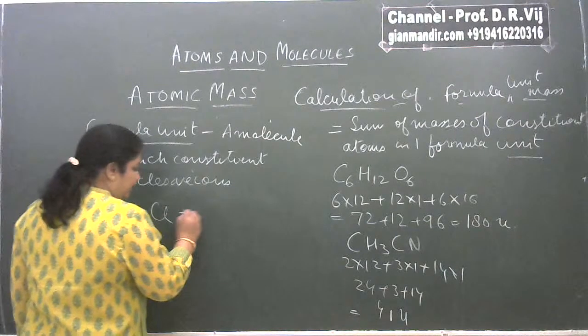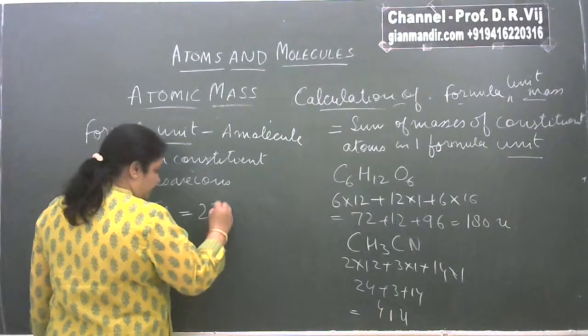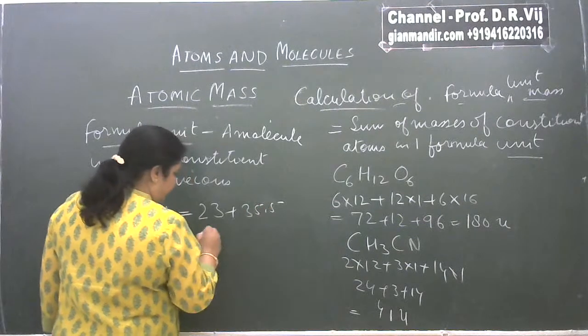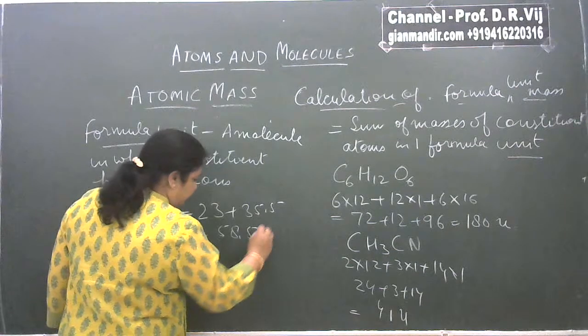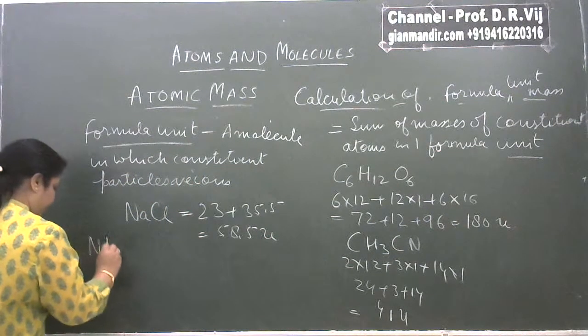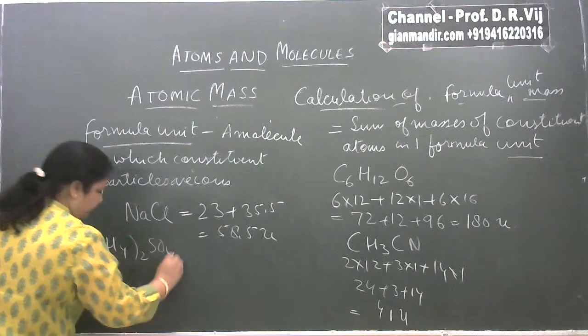So here the formula unit mass of sodium chloride becomes, the ionic mass of sodium is 23, for chlorine it is 35.5, so it comes out to be 58.5 U.